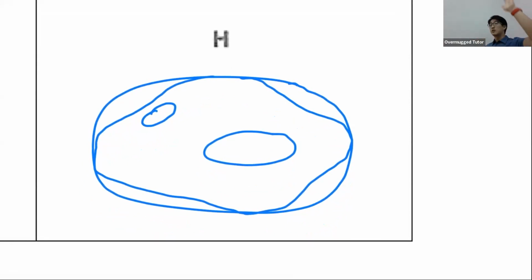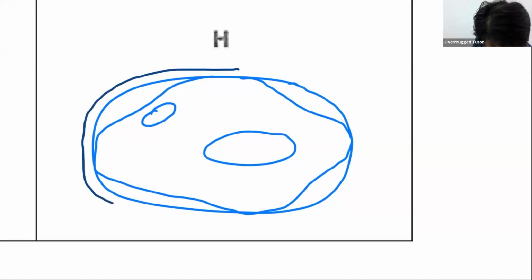No shame in saying that this is something you would definitely have drawn for this question. But there is one error here. What is the error? Very good. The cell wall is missing. We must draw this. I'm going to use dark blue for a slight difference here.